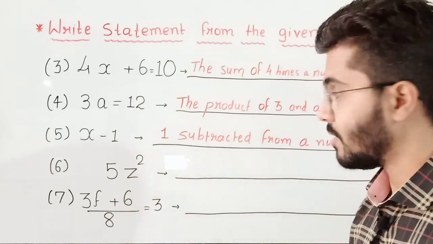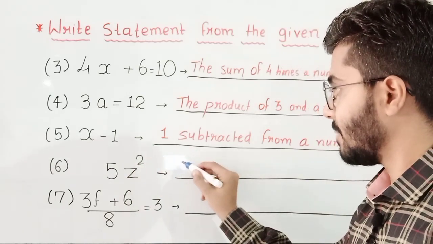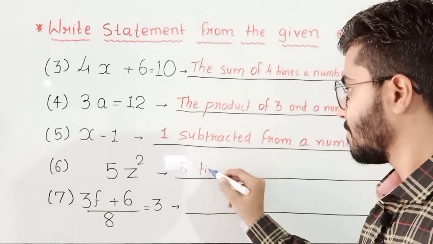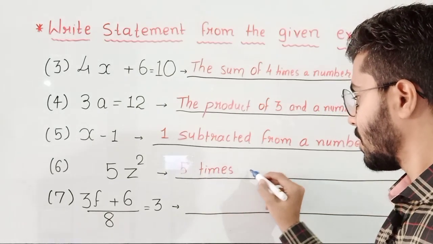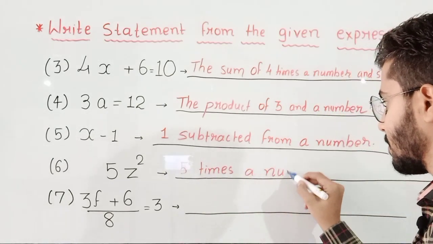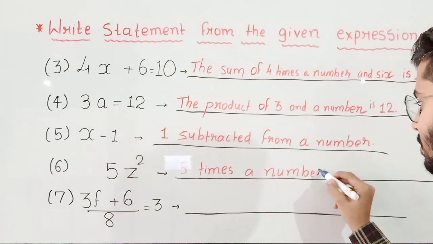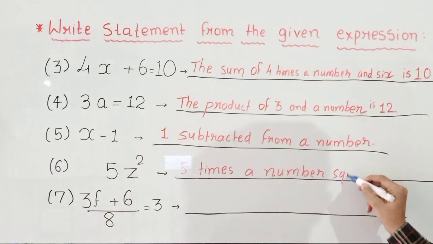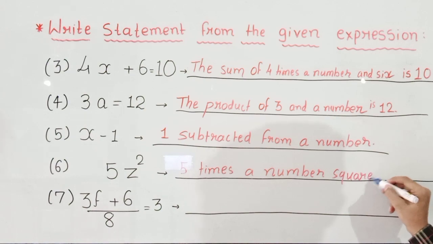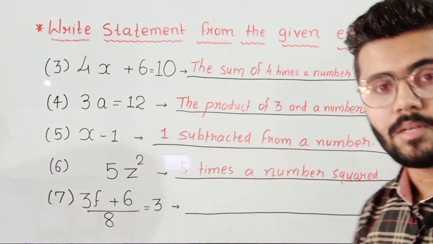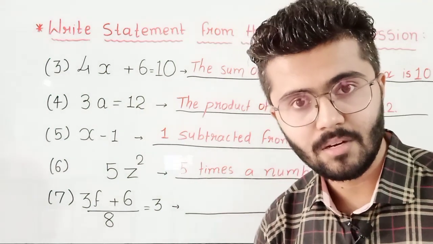So in the statement, how will we write 5 times a number squared? Is this right or wrong? Yes, this is the correct statement.